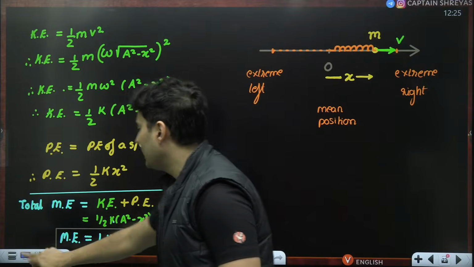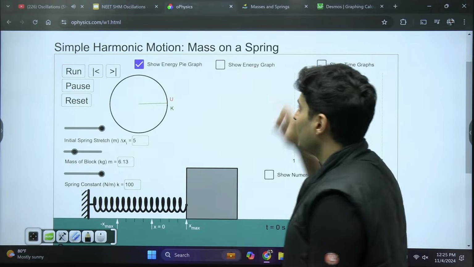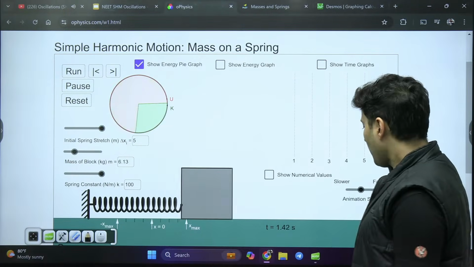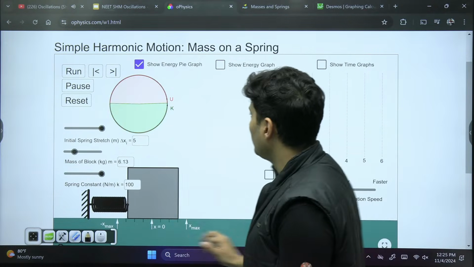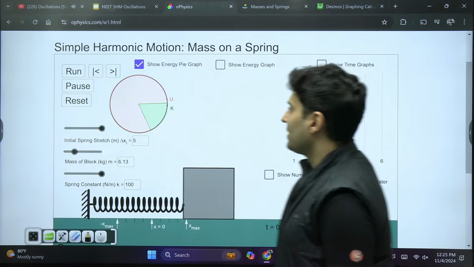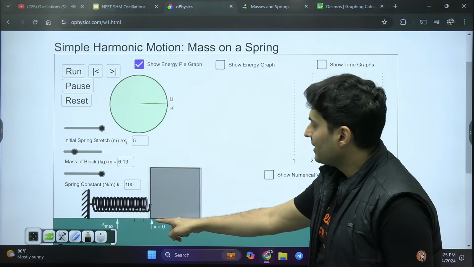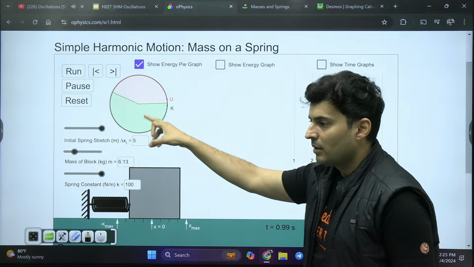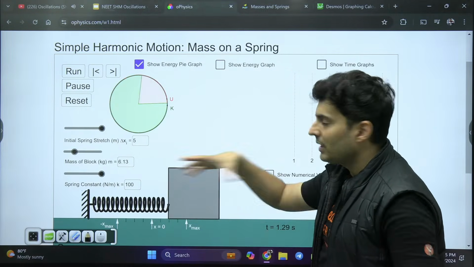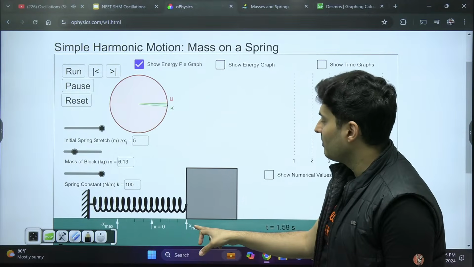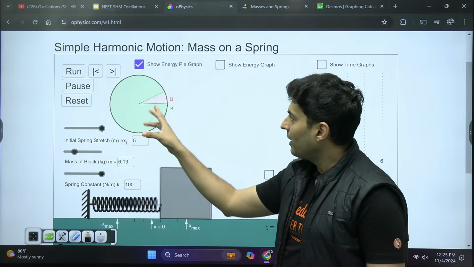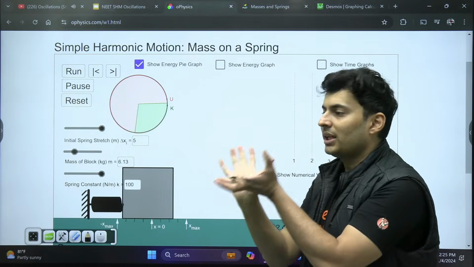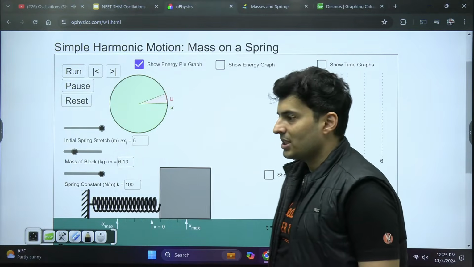And we can see that right over here. If I see the energy graph, let's run this and see how it looks like. Okay, it is really fast. Let me make it slower. Okay, let's see. See, now when it is here, most of the energy is kinetic. When it reaches the extreme, the red one is potential energy. When it is at the mean, it is all kinetic. When it goes here, it becomes again potential. Again, everything is kinetic. Now everything slowly gets converted into potential. But the total energy of kinetic plus potential remains constant.